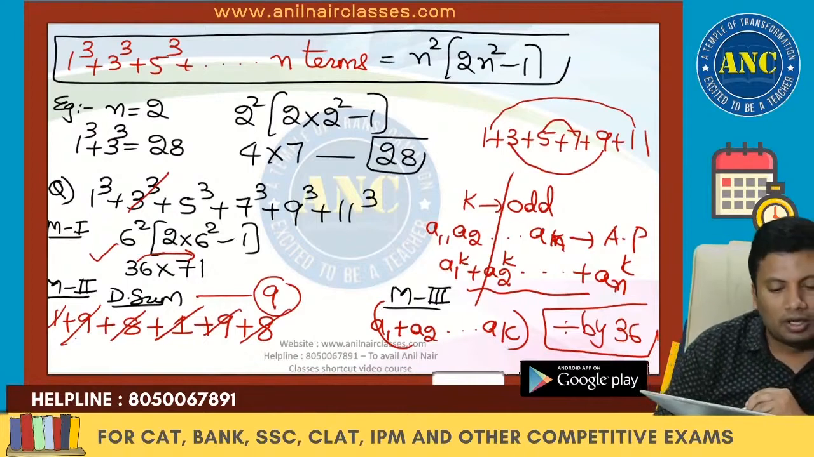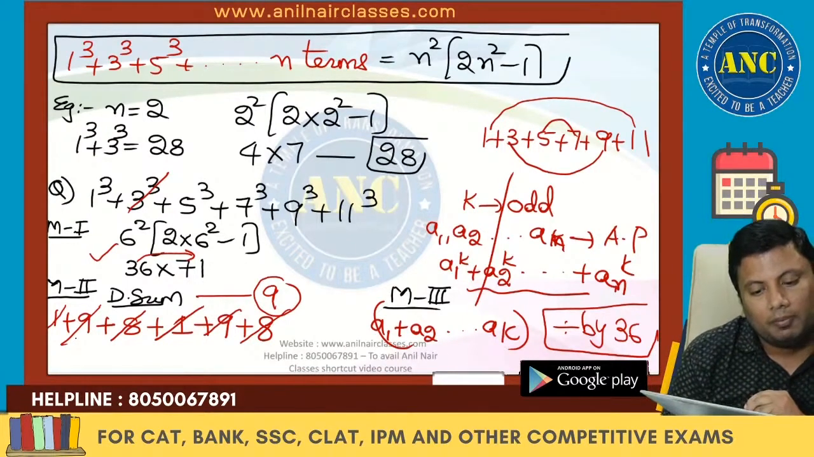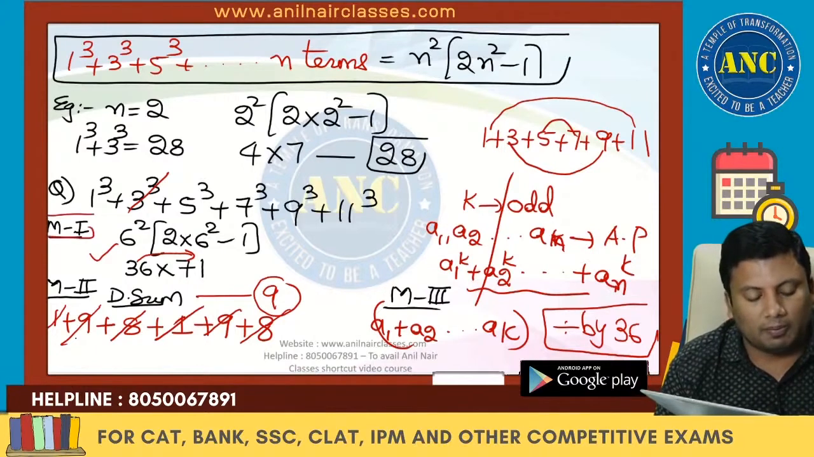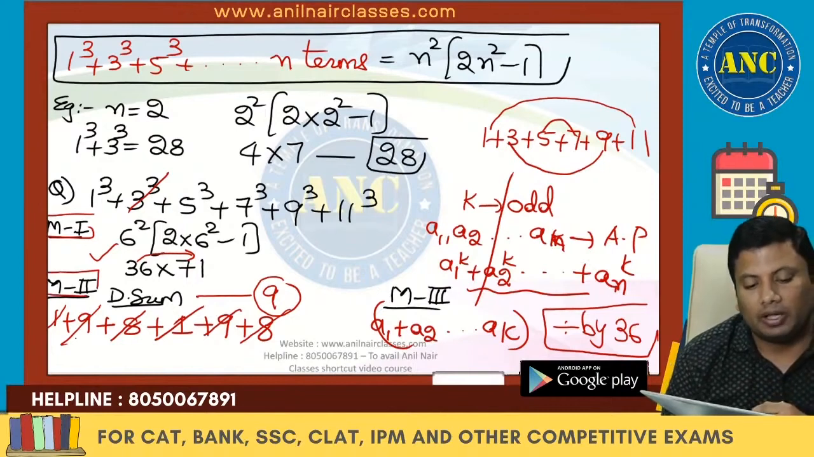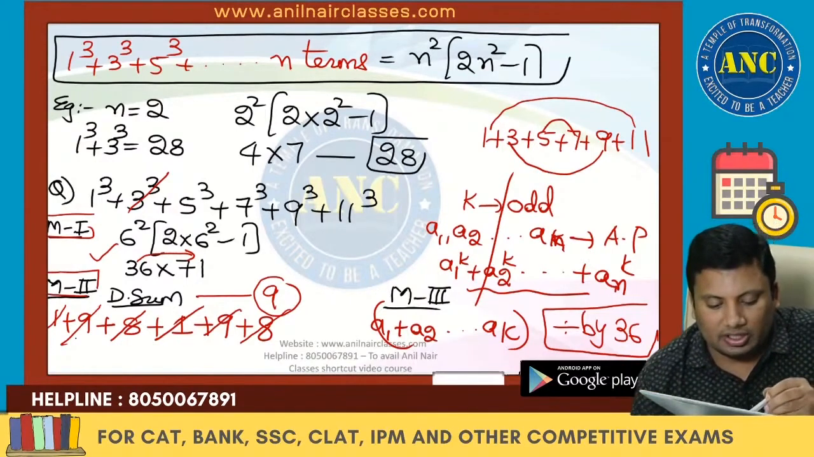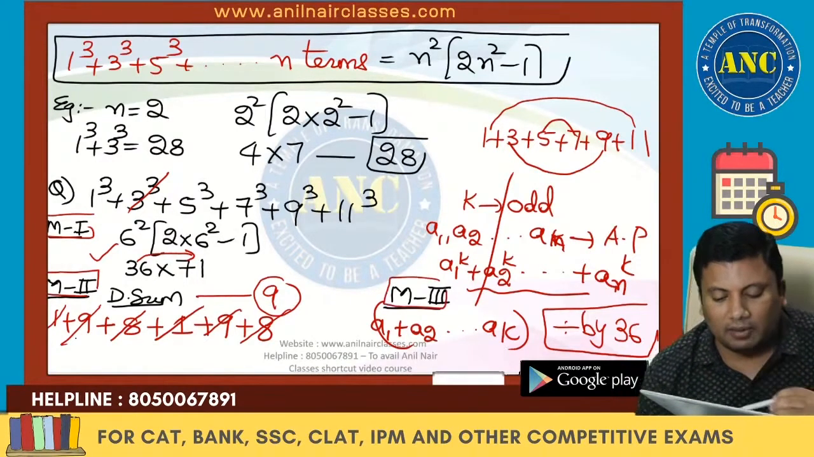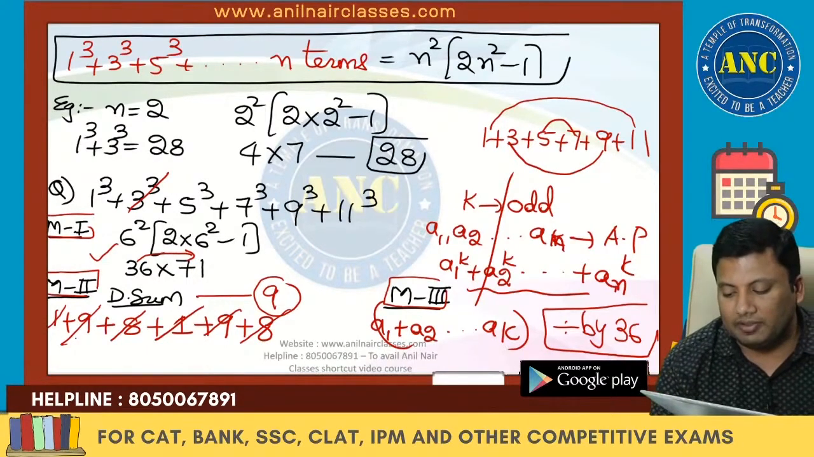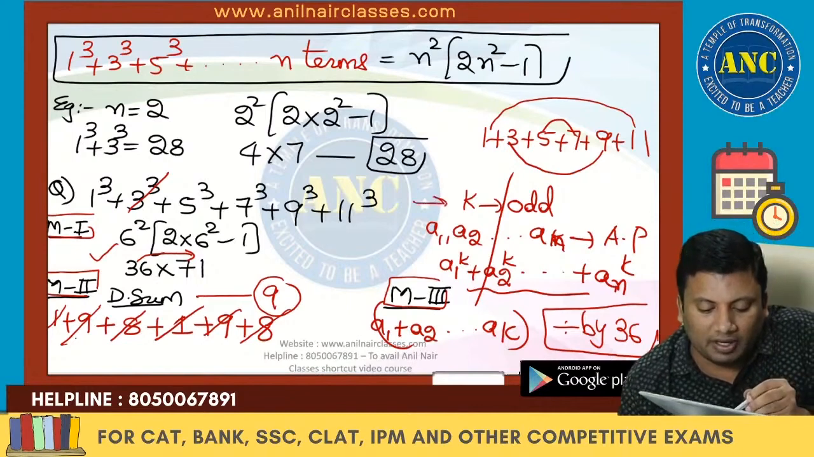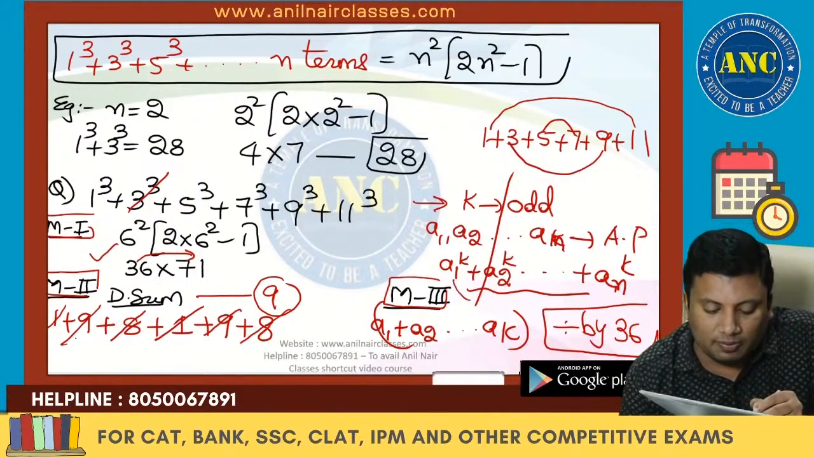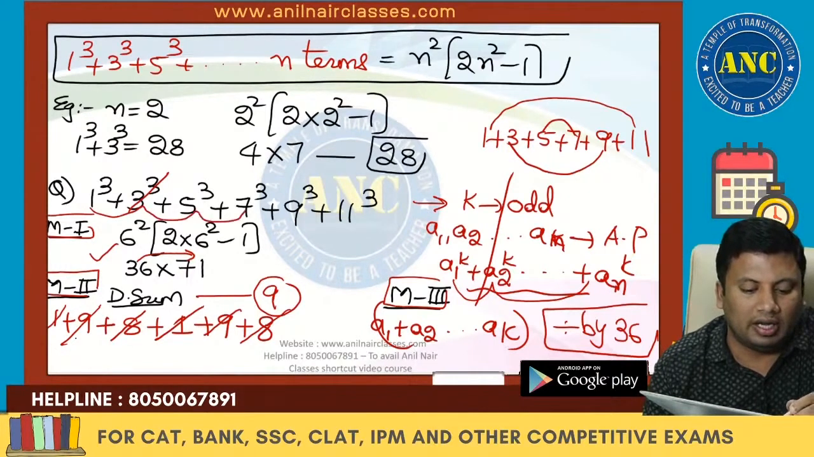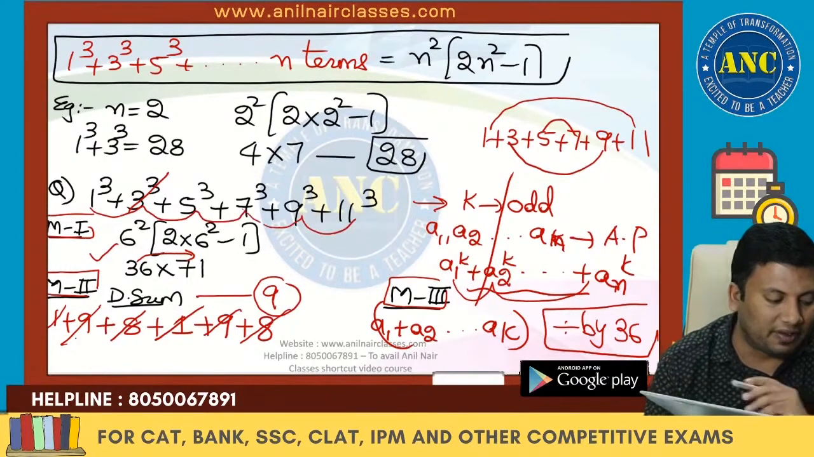Method number 1 is formula based approach. Method number 2 is eliminating the answer option approach. Method number 3 is if k is an odd number, and a1, a2 and so on up to an are in arithmetic progression and the power is odd, it is divisible by the sum of its bases. 1 plus 3 is 4, 9, 16, 25, 36.